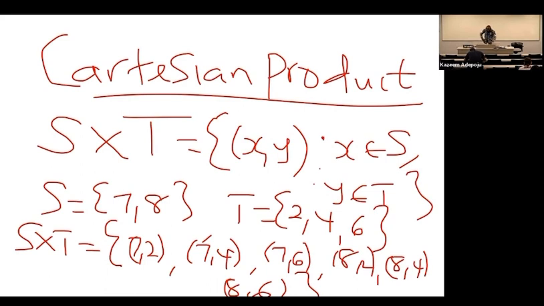If you want to try whether commutativity works, then commutativity does not work here. You know why? When you do T times S, the result will be different from S times T. Because T times S is going to be 2, 7; 2, 8; 4, 7; 4, 8; 6, 7; and 6, 8. That is different from this arrangement. Does that make sense to you? Commutativity does not work when it comes to the Cartesian product.